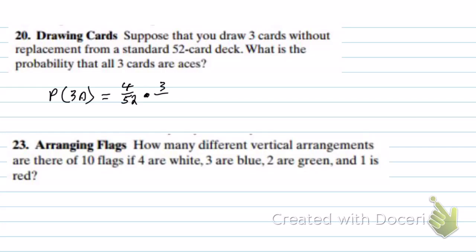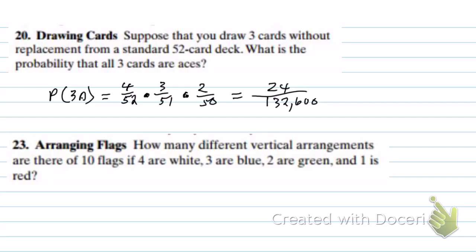Exactly right. Given that I got an ace on the first 2, what's the probability of getting an ace on the third one? Good. So I've got 4 out of 52 times 3 over 51 times 2 over 50, whatever that comes out to be. Reducible? Yeah. Let's not take the time to do it. Pretty easy to reduce.